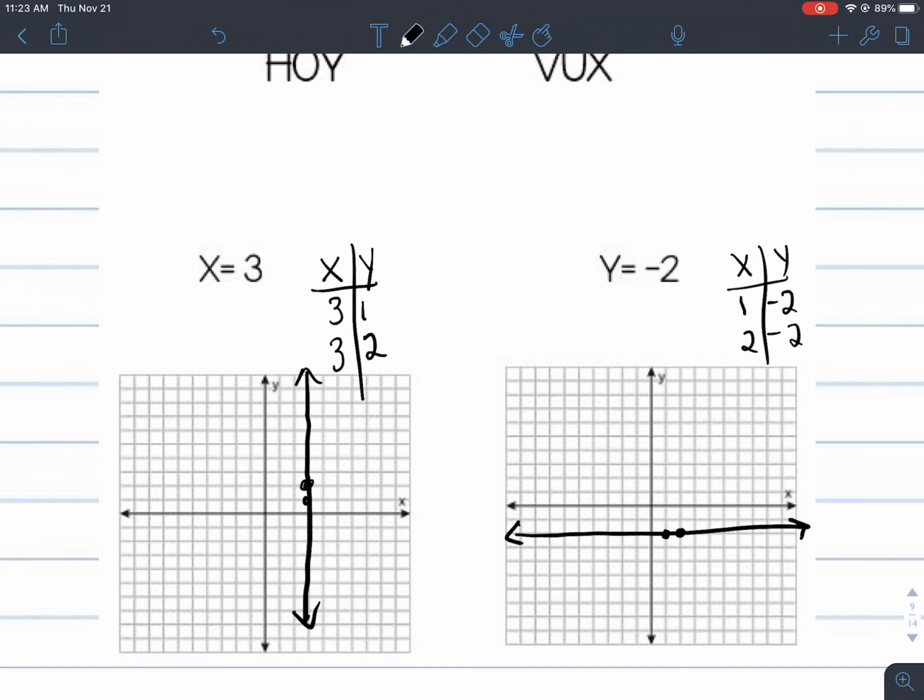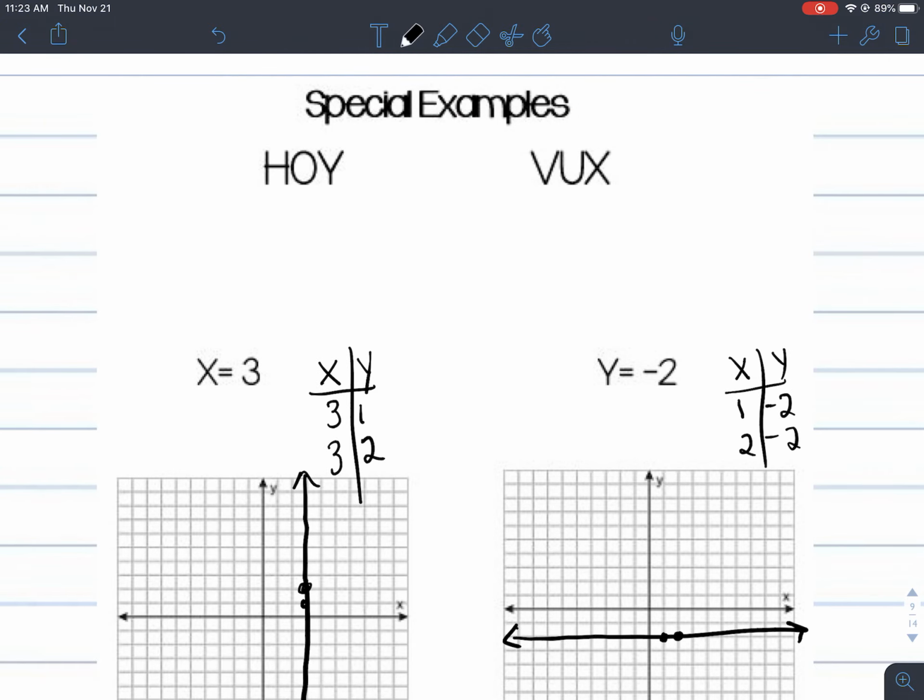A helpful way to remember these special examples is the acronym HOY VUX. The HOY stands for horizontal, zero slope, and y equals. And the VUX is vertical, undefined slope, and x equals. So that's a helpful little acronym.